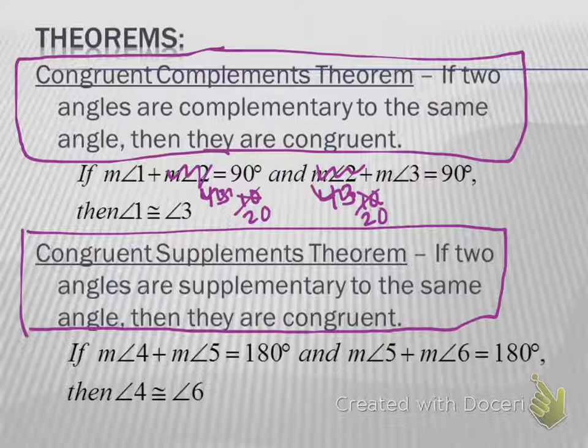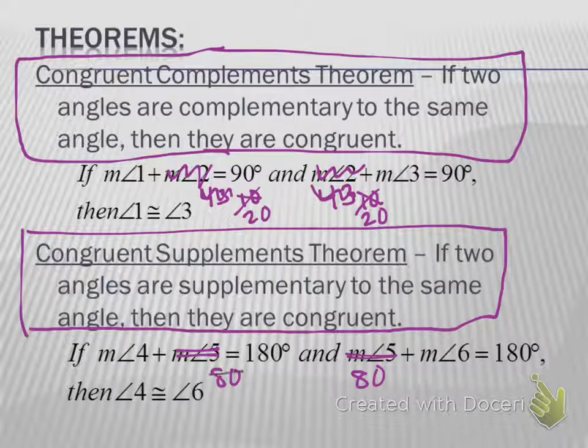Okay? It also works when they add to 180. So here we have the measure of angle 4 plus the measure of angle 5 is 180. The measure of angle 5 plus the measure of angle 6 is 180. So let's say angle 5 is 80 in both of these equations. What do 4 and 6 both have to be? What would you add to 80 to get 180? 100. They both have to be 100.